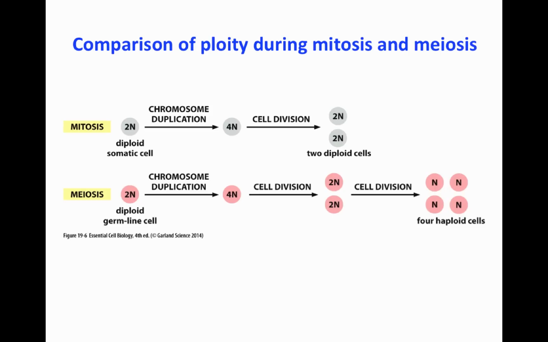In meiosis, you're going to have a similar duplication of the germline cell, generating a 4n intermediate. You're going to have an initial cell division that is going to generate 2 diploid cells, and then you're going to have a second round of cell division that is going to eventually generate 4 haploid cells.